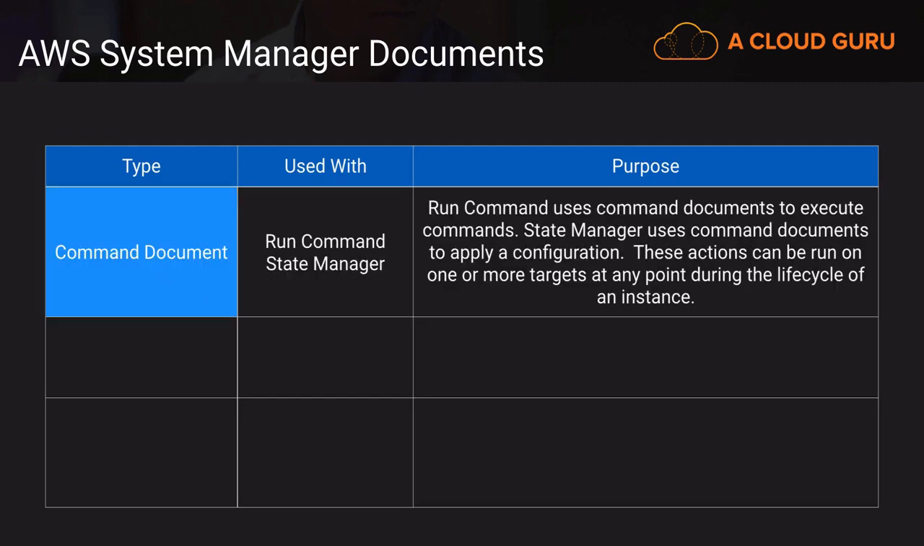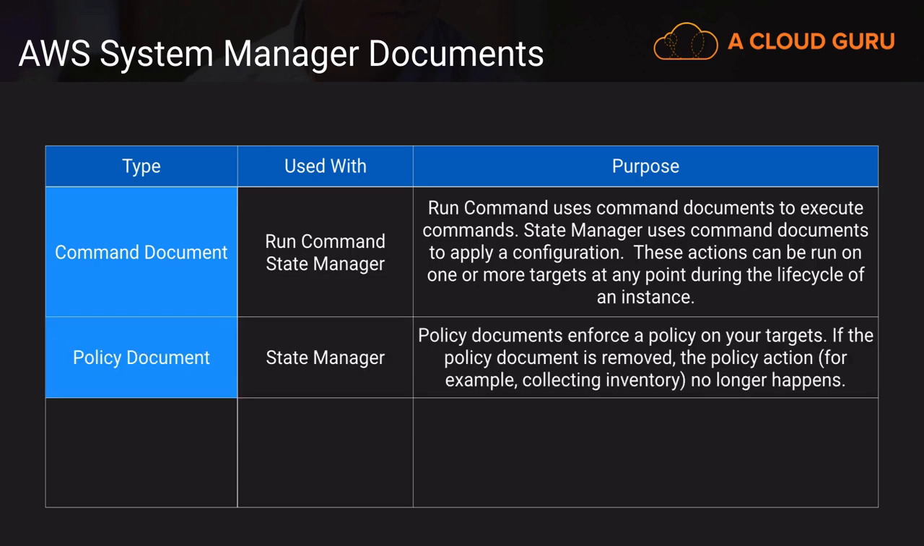The first type of document is called a command document, and it's used with the run command or the State Manager. And it does kind of what you would expect. It holds different commands to either execute on a system or apply certain configuration. We also have the policy document that's used with State Manager and allows us to define the certain conditions or configurations that would put that instance in a given state or another.